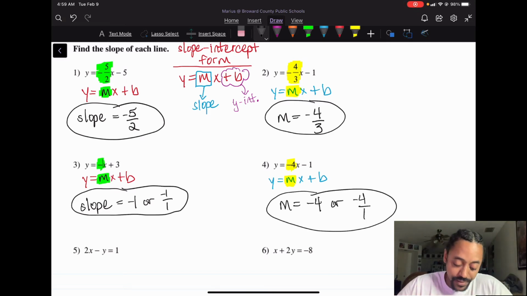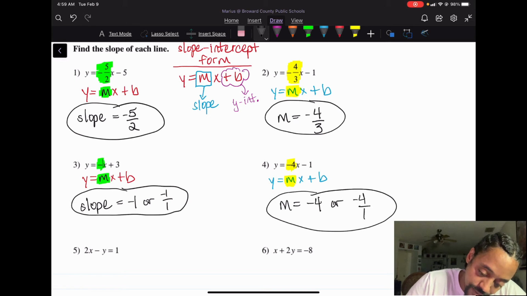All right, now, as we take a look at the last two, 5 and 6, you should notice that neither one of these equations is written in slope-intercept form, okay? They're actually written in what we call standard form. But we need to rewrite it. If we want to identify our slope properly, we need to rewrite it in slope-intercept form so we can identify the slope. So let's go ahead and do that.